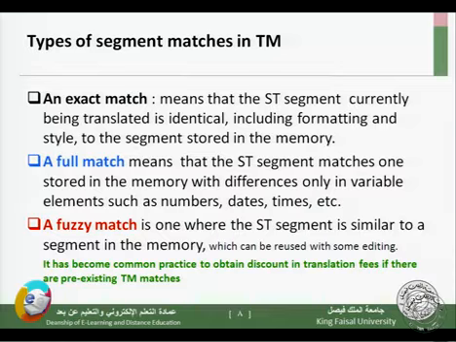Okay? Then you press a button and the translation comes out to you. Exact match. This is the easiest. Now, a full match means the ST, the source text segment, matches one stored in the memory with differences only in variable elements such as numbers, days, times.